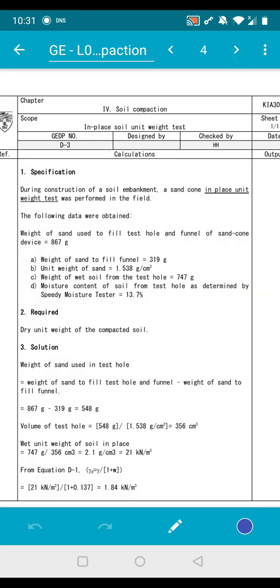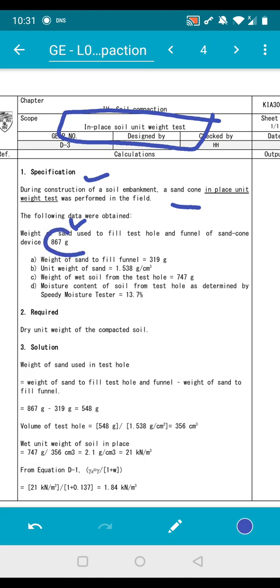Let's look at problem number 3. This is in-place soil unit weight test. Specification. During construction of a soil embankment, a sand cone in-place unit weight test was performed in the field. The following data were obtained. Weight of sand used to fill the test hole and funnel of sand cone device is 867 gram. A, weight of sand to fill funnel is 319 gram. Unit weight of sand is given as 1.5 gram per centimeter cube. Weight of wet soil from the test hole is 747 gram. Moisture content of soil from test hole as determined by speedy moisture meter is about 13.7%.